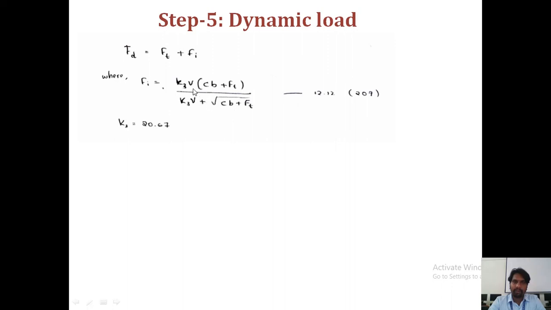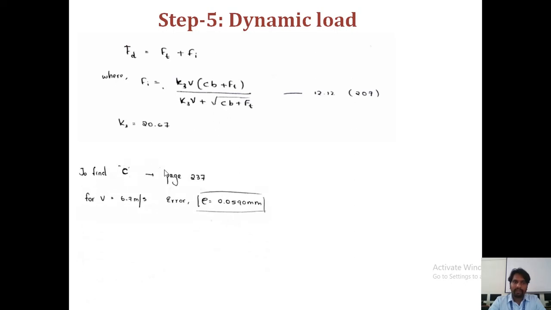You have to be very careful. Here it is a multiplication in the numerator. Here it is plus the square root of CB plus Ft. It's available in equation number 12.12, page number 209. In this, K3 is equal to 20.61. To calculate Fi, K3 is known, it is fixed for all the problems per gear, and velocity V is already calculated. B is known, 10 times m, and Ft is also known. Only one parameter we need to calculate here, this C, the dynamic load factor.